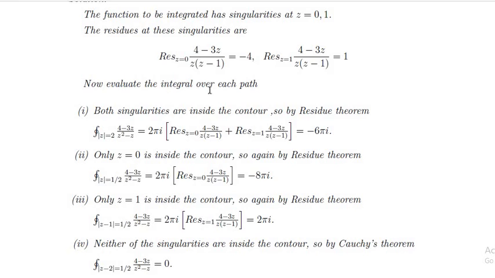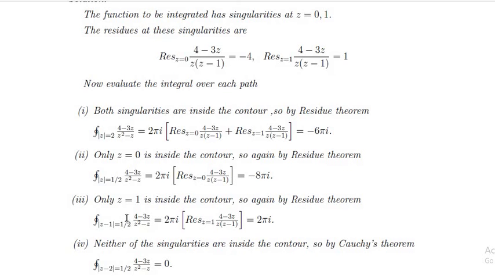Now we can evaluate the integral over each path. Consider the first path. We can see that both singularities are inside the given curve. So by residue theorem, the integral value equal to 2 pi i into sum of the residues. So we will get minus 6 pi i. Come to the second path. Here only z equal to 0 is inside the contour. So again by residue theorem, the integral value is equal to 2 pi i into the residue at z equal to 0. The answer is minus 8 pi i.